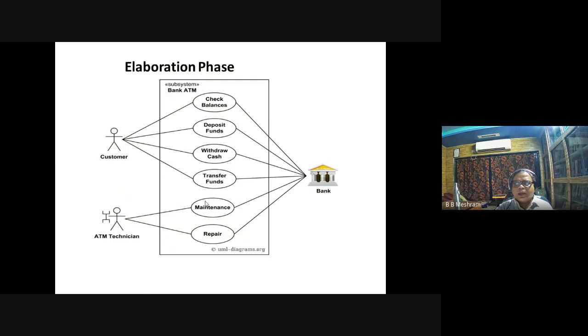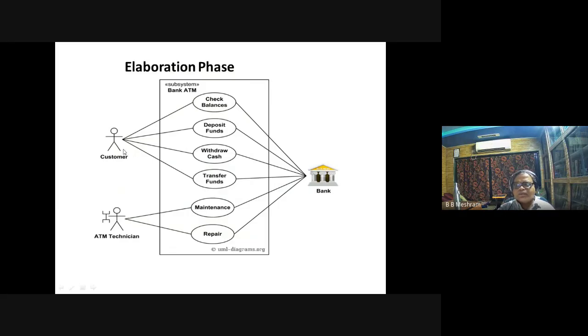So we can do the elaboration of the ATM system. The ATM system is one subsystem in banking transaction. Therefore, here you can write the stereotype subsystem. This rectangle represents the boundary of the system. Customer is an actor which is placed on the right hand side. This is a primary actor. ATM technician is a primary actor and bank is a secondary actor.